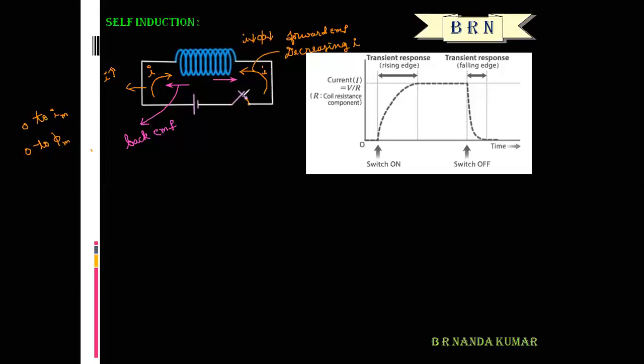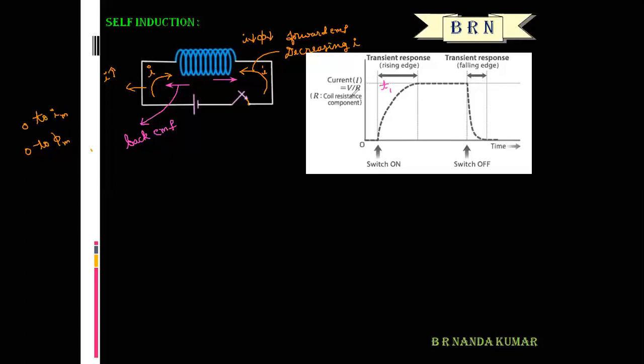Okay, so when we switch on the circuit, what happens? The current flowing through the coil gradually increases. Let us consider T1 as the time taken by the current to rise in the coil. When the current in the coil reaches a constant value, on further increasing the time, the current will remain constant.